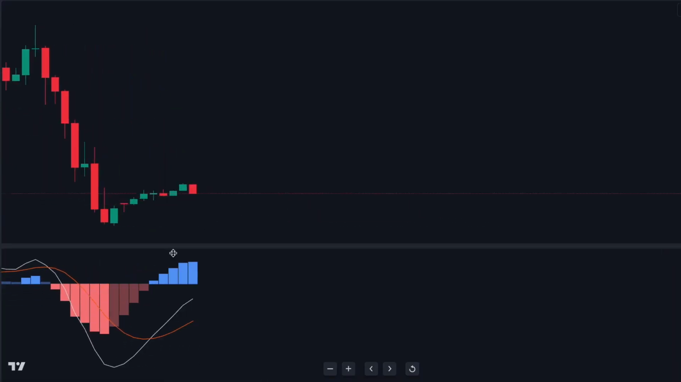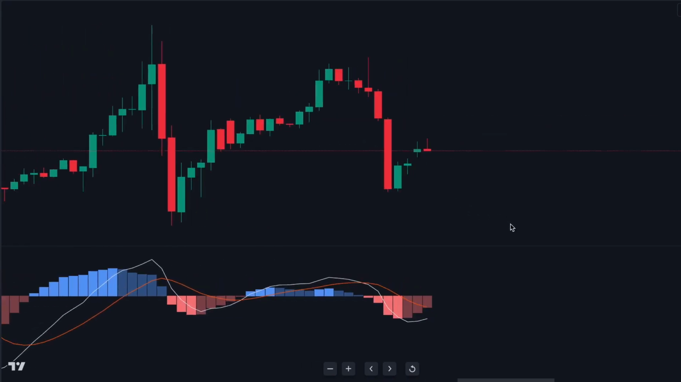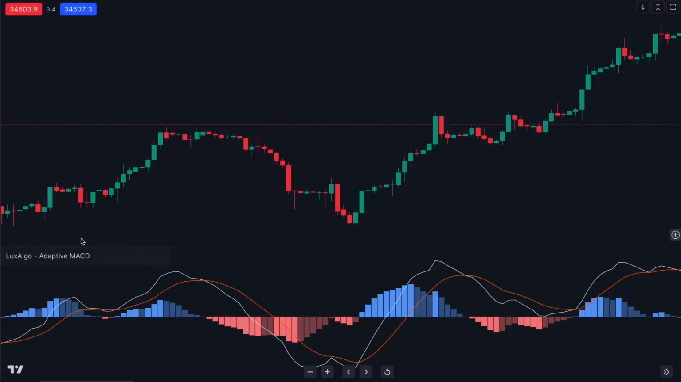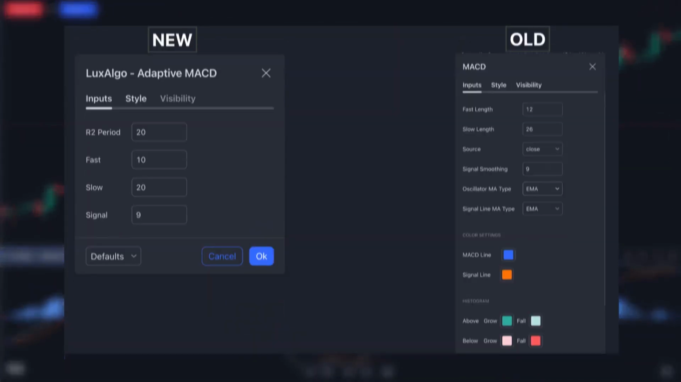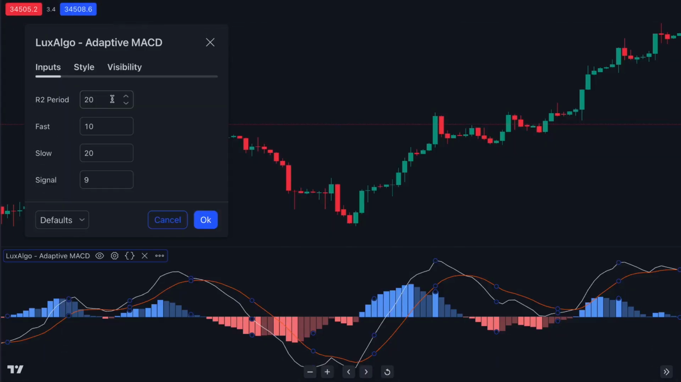In simple terms, this version of the MACD is made to be more adaptive to changing market conditions, whereas the regular MACD would struggle. If we quickly go to the settings, we can see that we have far less options compared to the regular MACD, as everything is already baked into the indicator and we don't need to worry too much about these options as the defaults are fine for our testing.